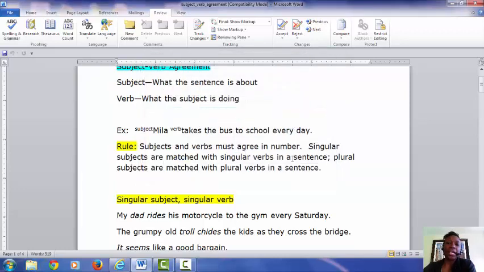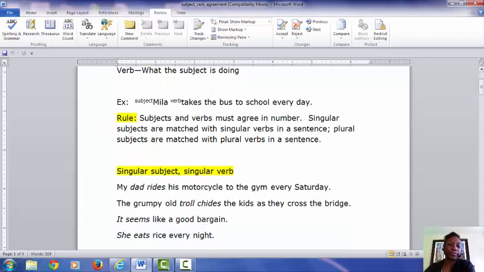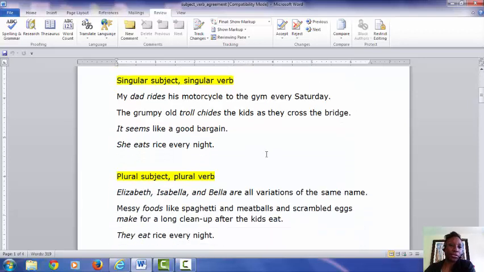Singular subjects are matched with singular verbs in a sentence. Plural subjects are matched with plural verbs in a sentence. Here's some examples of singular subjects, singular verbs. I'll mention maybe two of them. We'll start with, my dad rides his motorcycle to the gym every day.